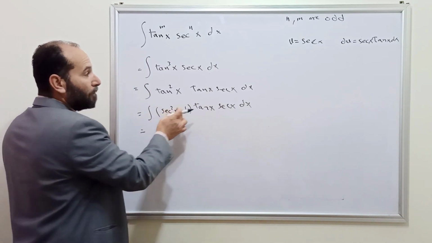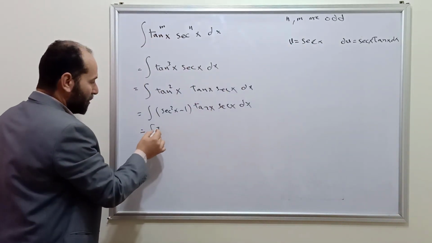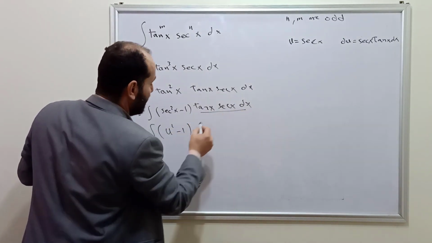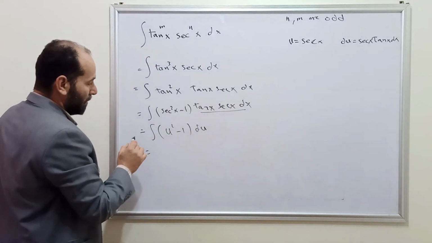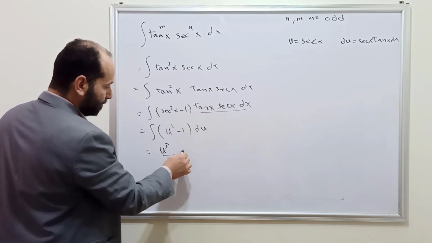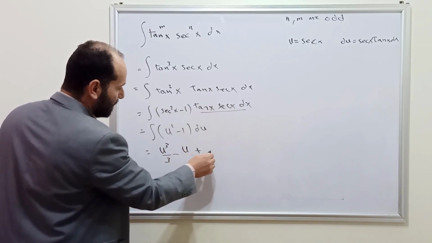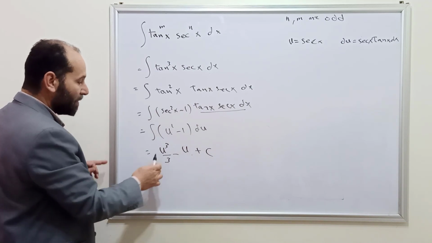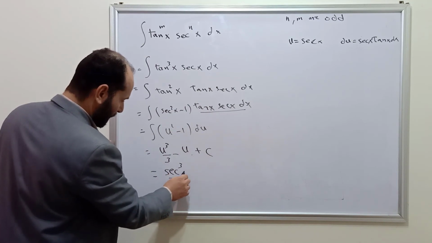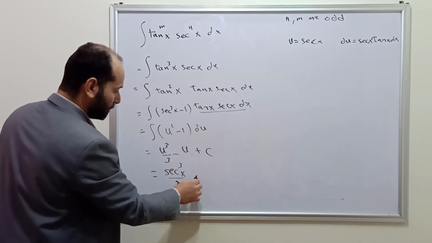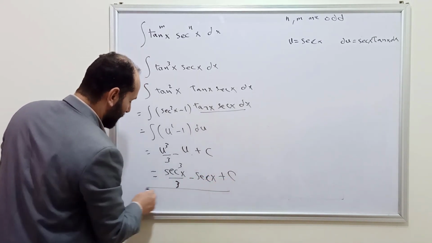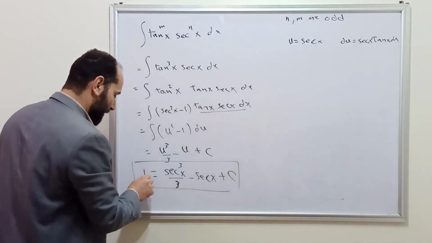With u equals sec x, this equals the integral of (u squared minus 1) du, which equals u^3 over 3 minus u plus c, which equals sec^3 x over 3 minus sec x plus c. This is the value of the integration.